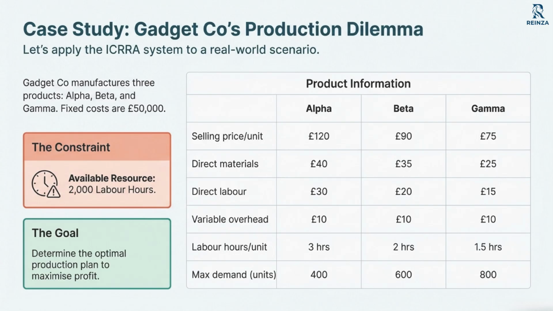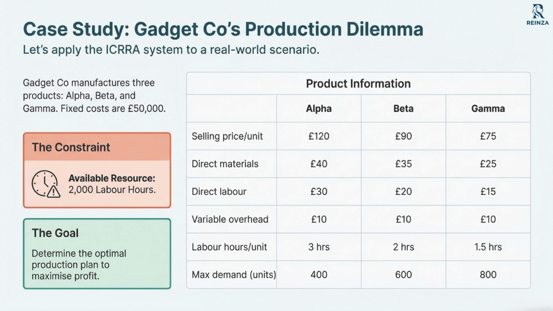Gadget Co. manufactures 3 electronic products: Alpha, Beta, and Gamma. Here are the details for each product. Alpha sells for £120 per unit. Its direct materials cost £40. Direct labour costs £30. And variable overhead is £10. Each Alpha unit requires 3 labour hours to produce, and maximum demand is 400 units.